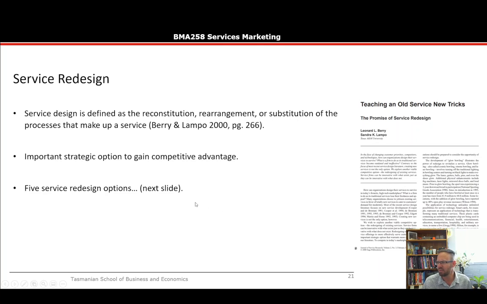So now we're going to look at service redesign. So service design is defined as the reconstitution, rearrangement or substitution of the process that make up a service. This is an important strategic option to gain competitive advantage, and 5 service redesign options, which are on the next slide. So this comes from this research here, which is from Leonard Berry, who was the original scientist that developed, or didn't really develop the idea himself, but brought together the idea of relationship marketing.